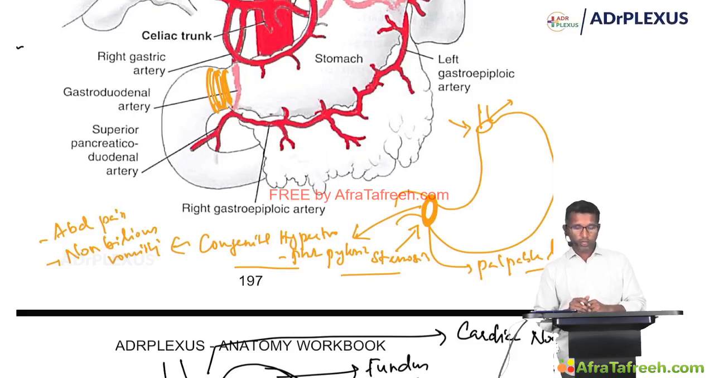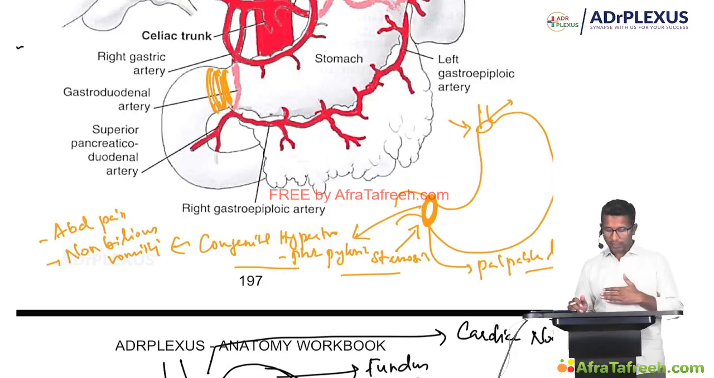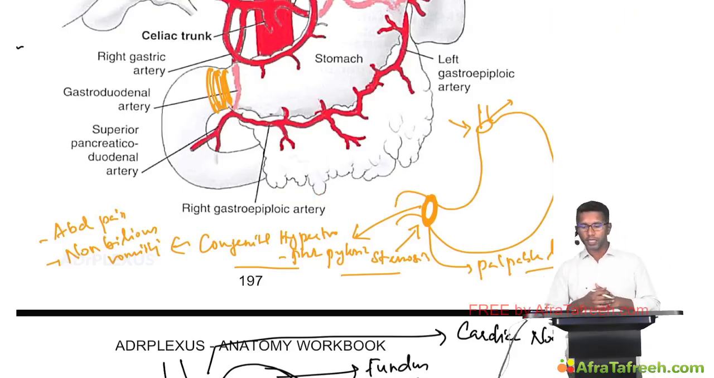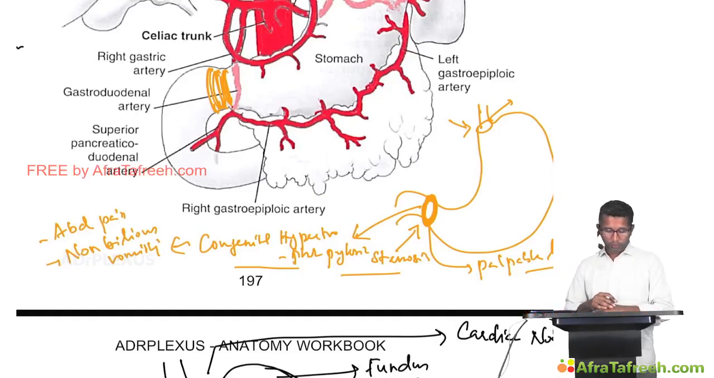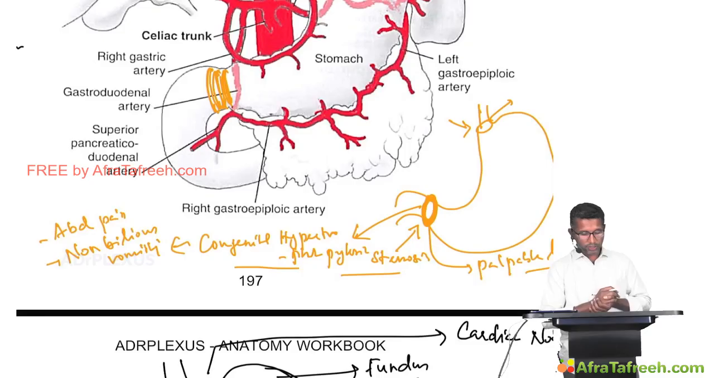So they do a myotomy to release the thickened sphincter. They do a myotomy here, which is called Ramstedt's myotomy, to release and open out the sphincter. So this condition is called congenital hypertrophic pyloric stenosis.